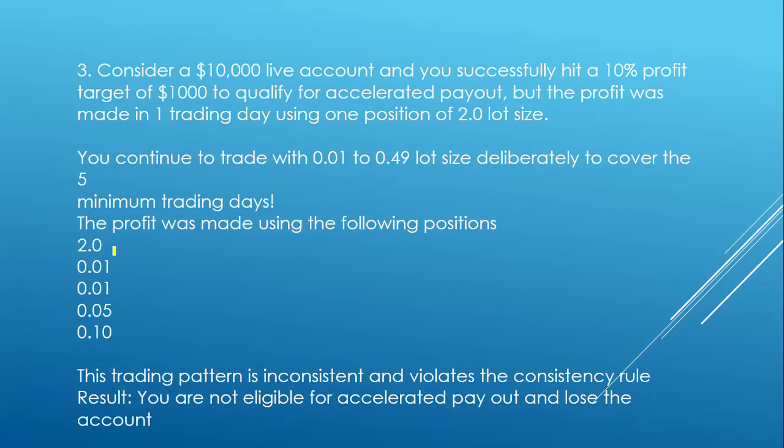Understand that? Remember, 2 lots divided by 2 is what? 1. 2 lots times 4 is what? 8. So that means you can use between 1 lot and 8 lots. But now you want to start using 0.1 lots. Start using 0.01. Start using 0.05. You have failed it, right? Because the lowest you should have gone is 1 lot, and the highest you should have gone is 8 lots. So this is inconsistent because you're using different lot sizes. So note that.